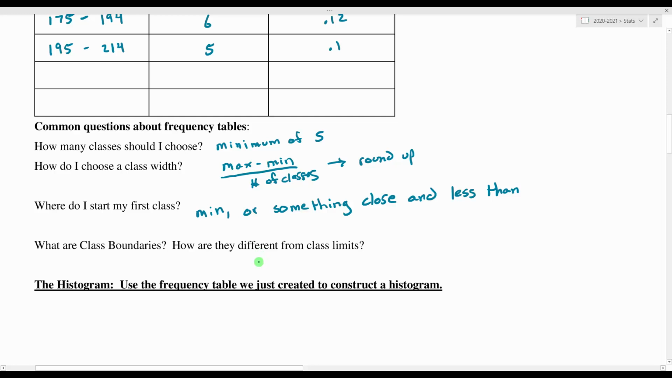And then you might set a class width of 10, so that way you're counting right on the tens. So really it's preferential. The class boundaries, this is another one that tends to confuse students. What are the class boundaries?